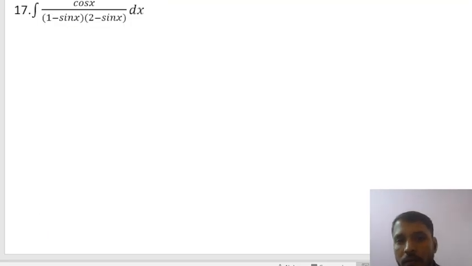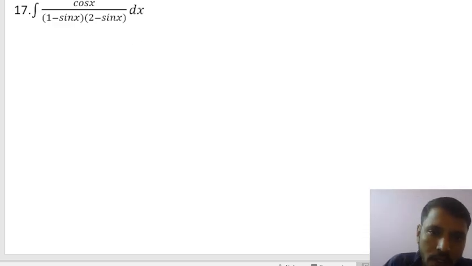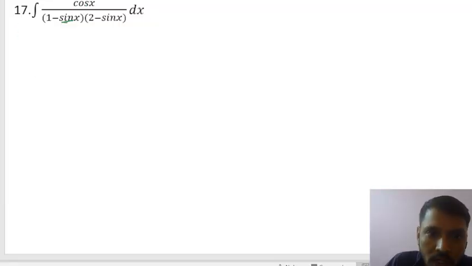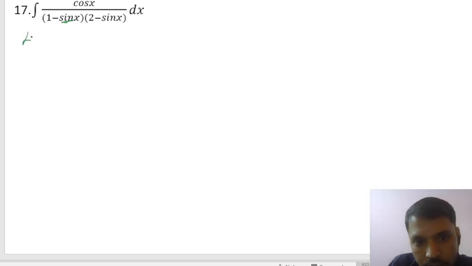Cos x divided by (1 minus sin x) into (2 minus sin x). How can we do that? Here, it is not directly visible whether we can apply partial fractions or not. First we have to substitute sin x, because the differentiation of sin is present in the numerator. So let sin x be equal to t.